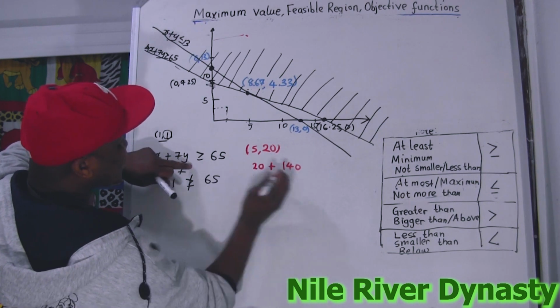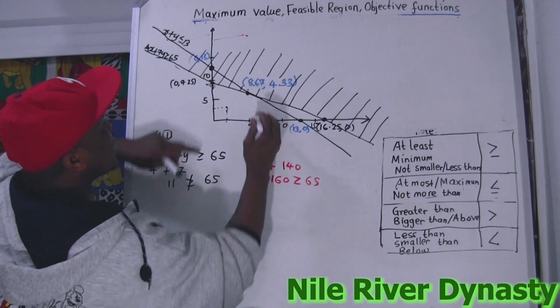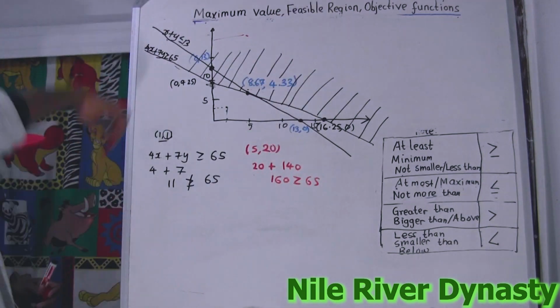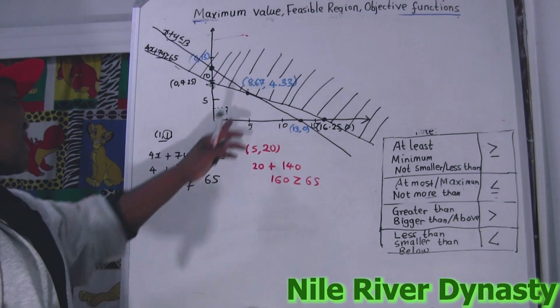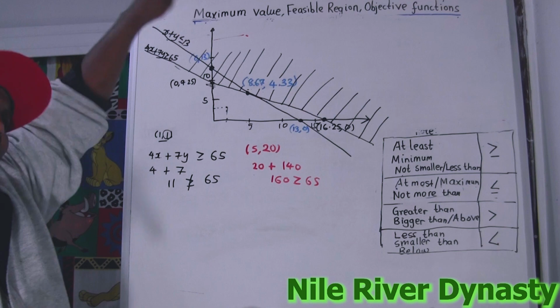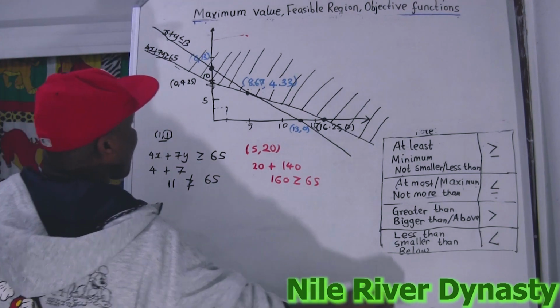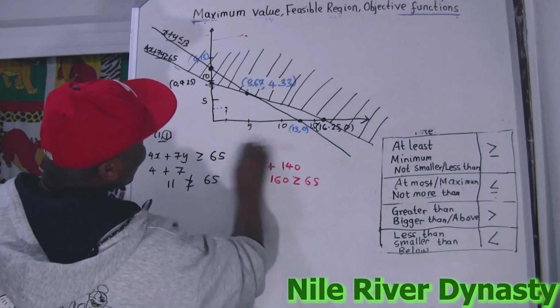This is going to be 160. Is 160 greater or equal to 65? Yes, it's true. That's why we shade there. You know what I'm saying? That's why, if this one is denied, don't worry about testing the other one. Just shade the other side. Now we're done with that line. Now we want to go for the other line.